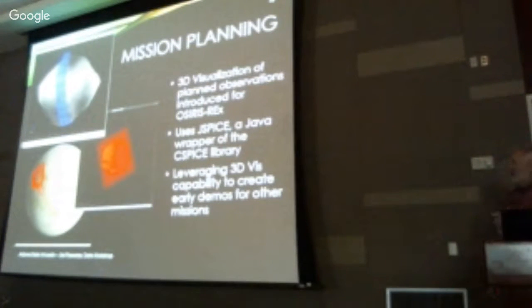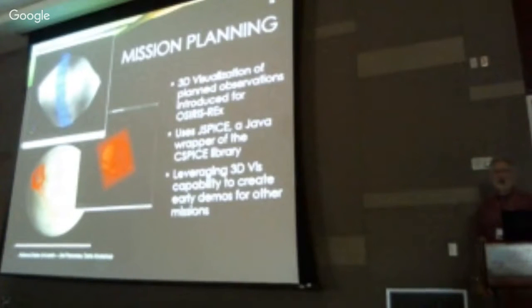As I said, JMARS has been used for mission planning for quite a long time, but it's very different to actually do mission planning for a small body than it is for something that's always in orbit around the planet. And for the OSIRIS-REx mission, we built an all-new 3D visualization display to show where the planned observations are actually going to occur on the body.